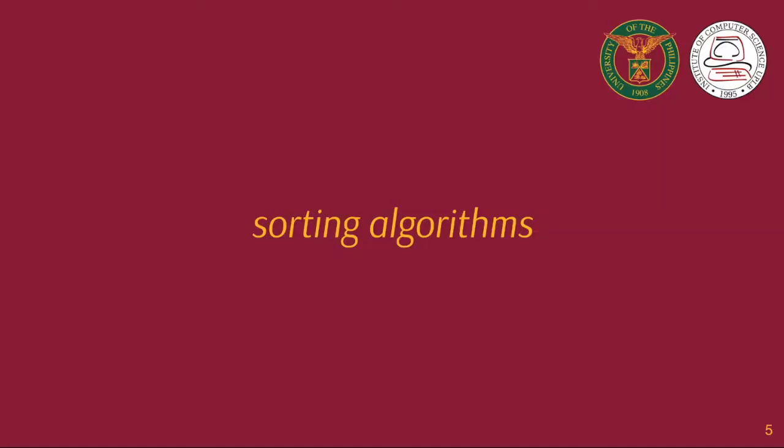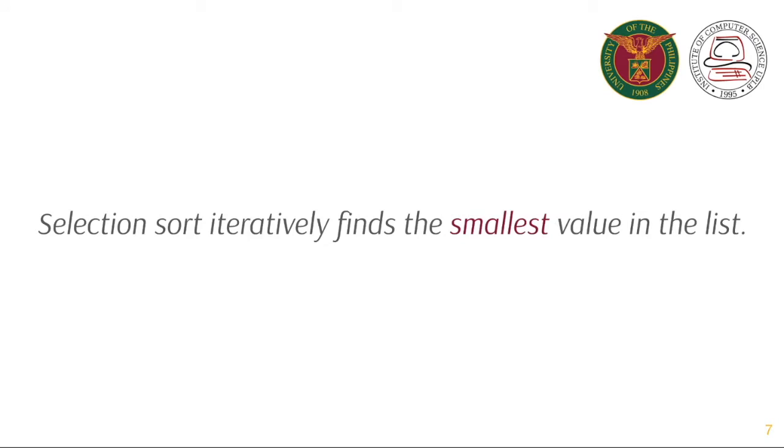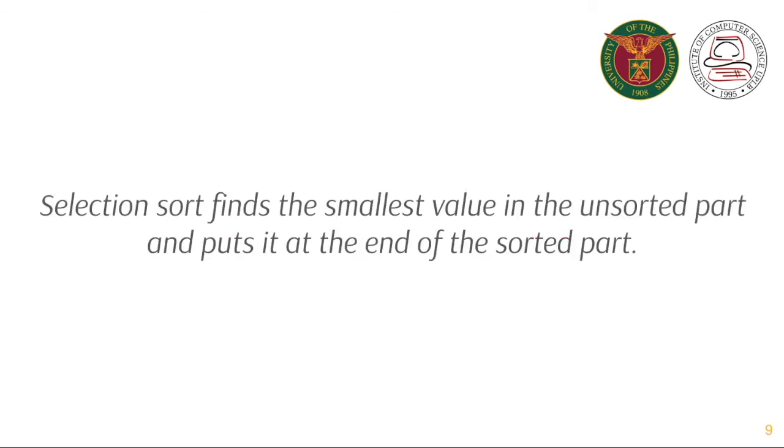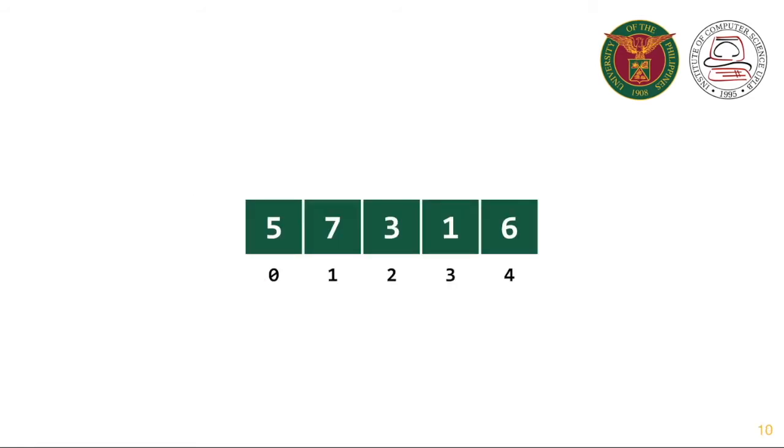For ComSci 12, we will discuss two sorting algorithms, selection sort and bubble sort. Selection sort iteratively finds the smallest value in the list. The list has two parts, the sorted and the unsorted parts. The smallest value is searched in the unsorted part and it is added at the end of the sorted part of the list. Let's use selection sort to arrange this list in ascending order.